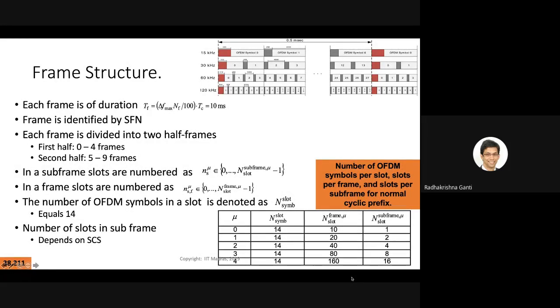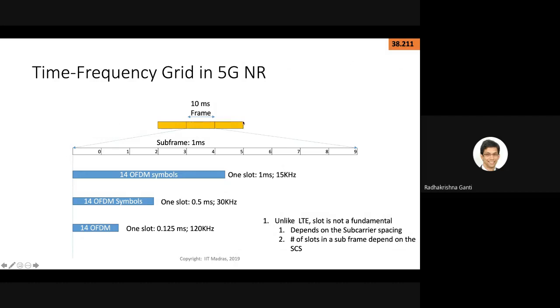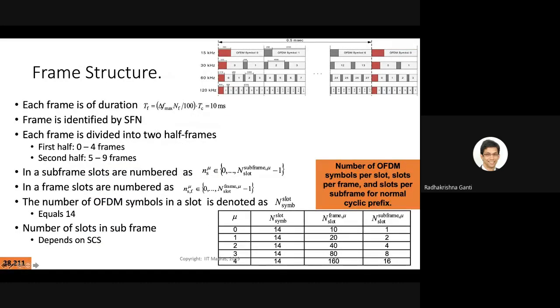Again, as I said, you have a big frame which is 10 milliseconds in duration. This 10 millisecond frame has 10 subframes. Each frame is identified by a frame number, called SFN, the system frame number. Each frame is divided into two halves. The first half is subframes 0 to 4, and the second half is subframes 5 to 9. Everything starts at 0. Always remember that about 5G: the counting always starts with 0 unless specified otherwise. In a subframe, the slots are numbered as, but we did not come to that point.